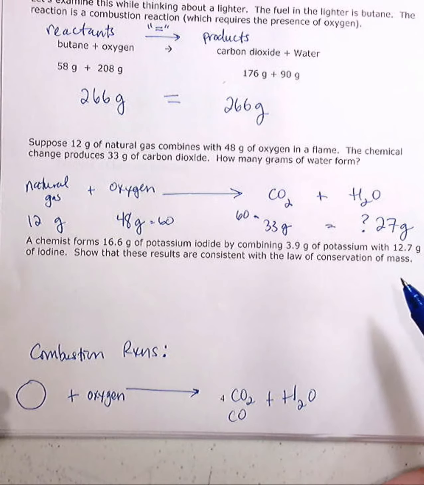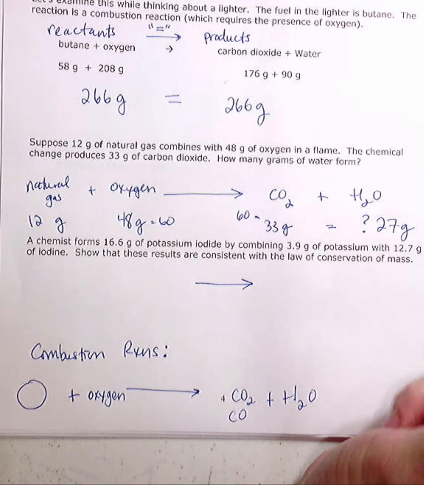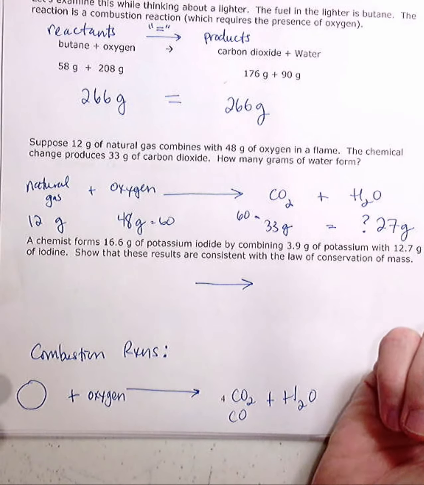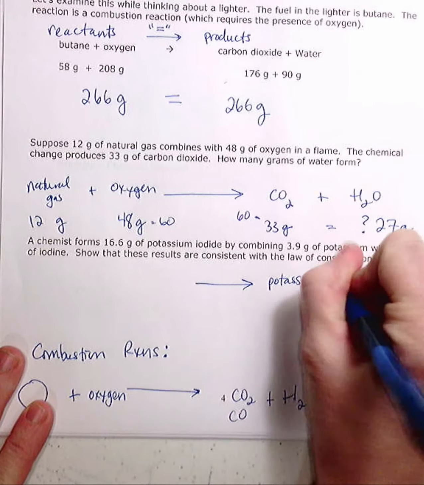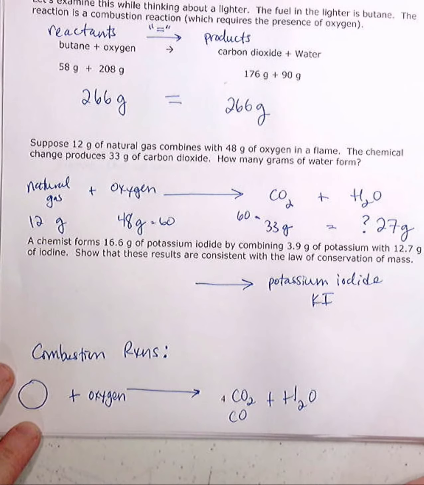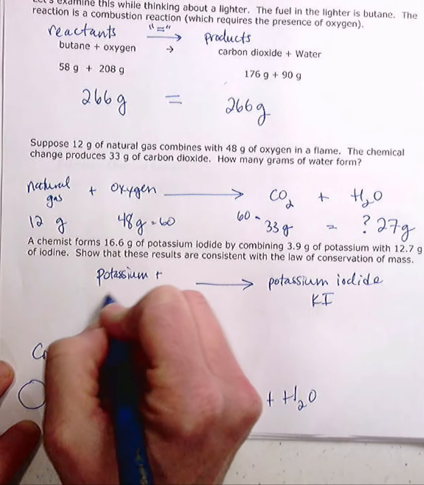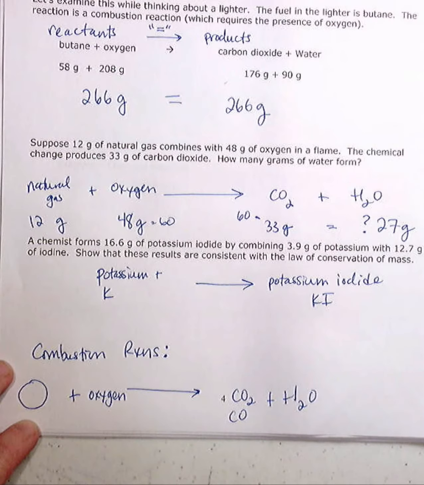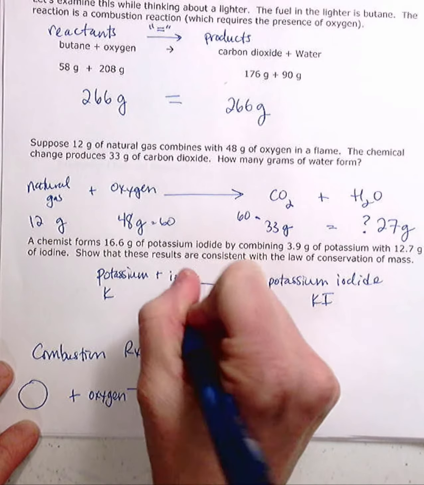Okay, so this is a case where it's not a combustion reaction. Still, if you have no idea where to start, just put that arrow. What is this chemist making? Potassium iodide, so that would be KI. And he makes potassium iodide by combining potassium, so that's K, and iodine, which is I2.